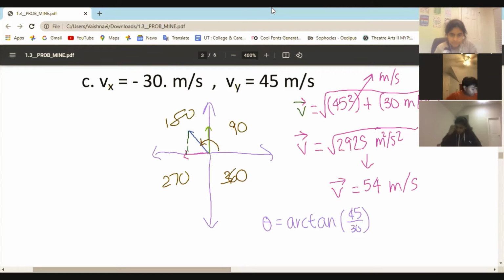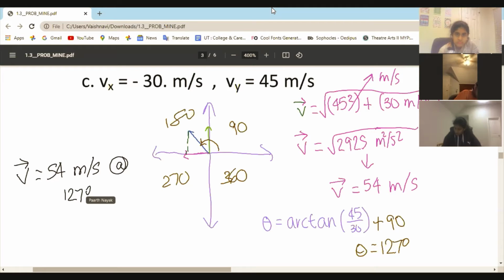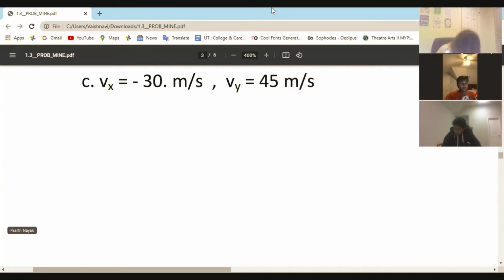So arctan of 45 over 30 plus 90. And so when you do that, you would get that theta equals 127 degrees. So simply your answer is, finally, I'm going to write it on this side. The vector is 54 meters per second at 127 degrees. Is that right? That's right. Right? Okay. So that is 10C. We will move on to the next question now.